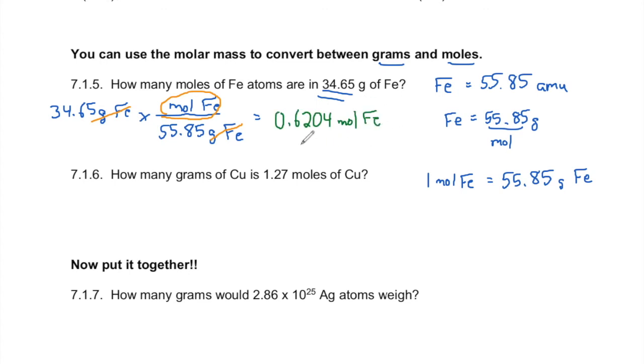And that ends up being 0.6204 moles of iron. And that answer makes sense. We can see that it's less than 1 mole. 1 mole would be 55.